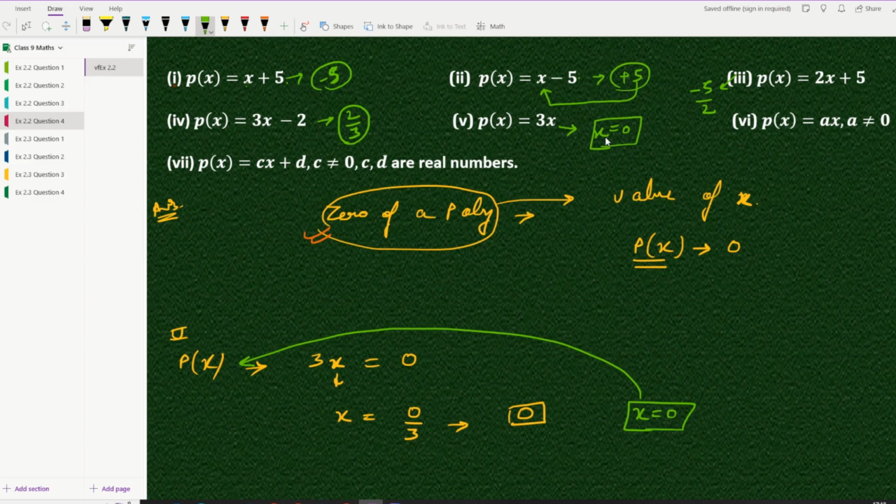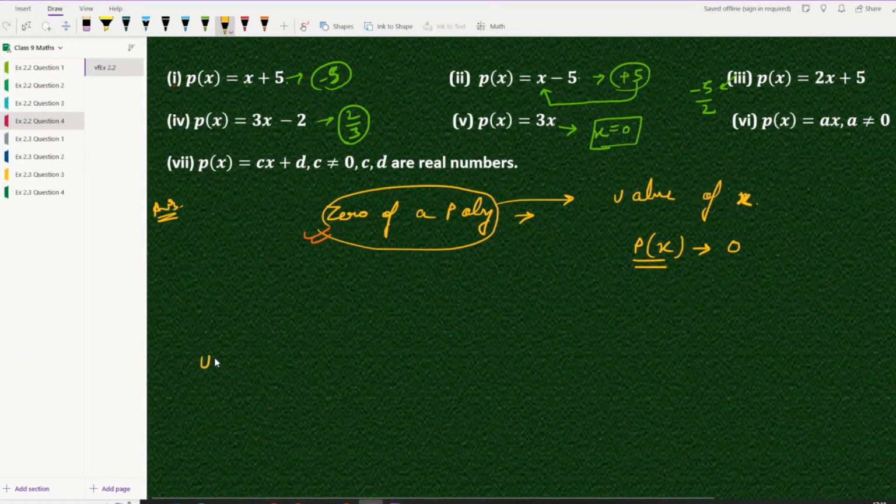Very fastly, let us move to the next part, that is part number 6. So it is saying that p of x equals ax, where a is not equal to 0.